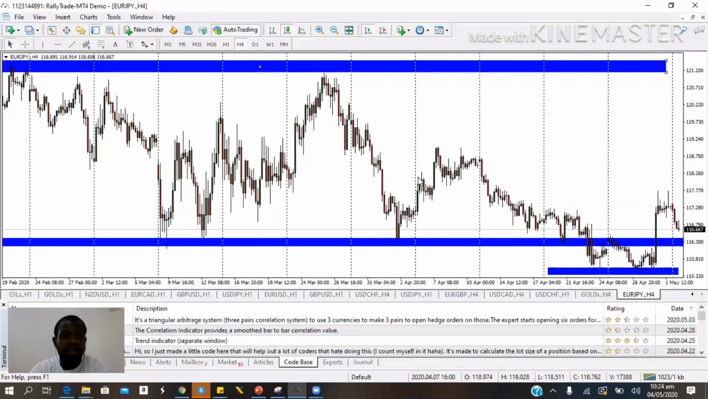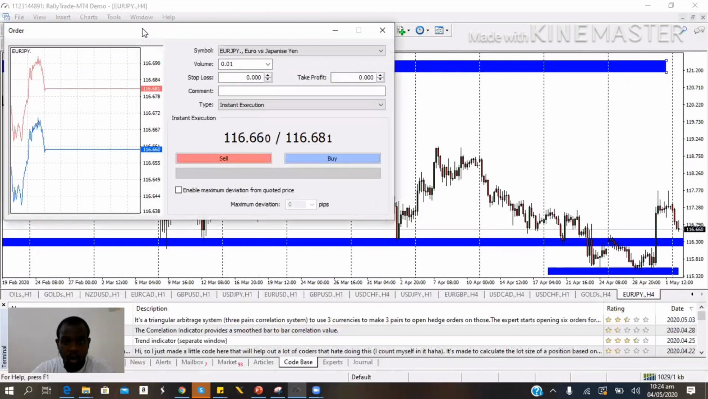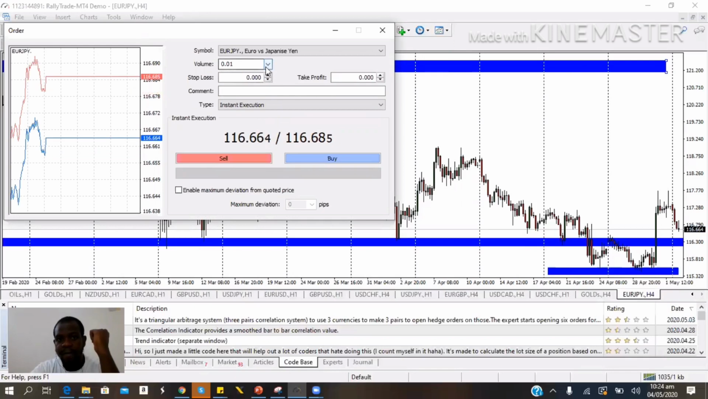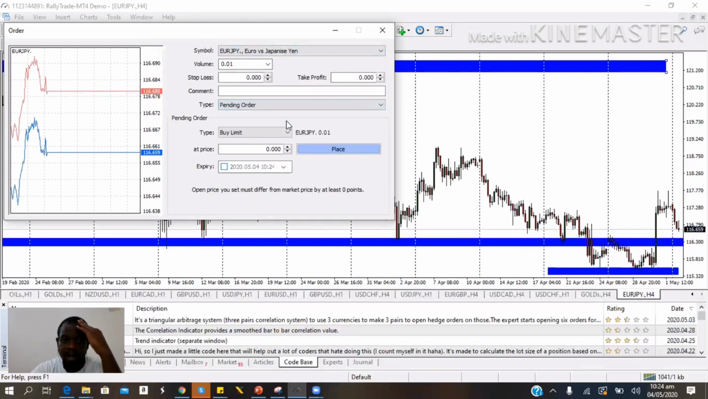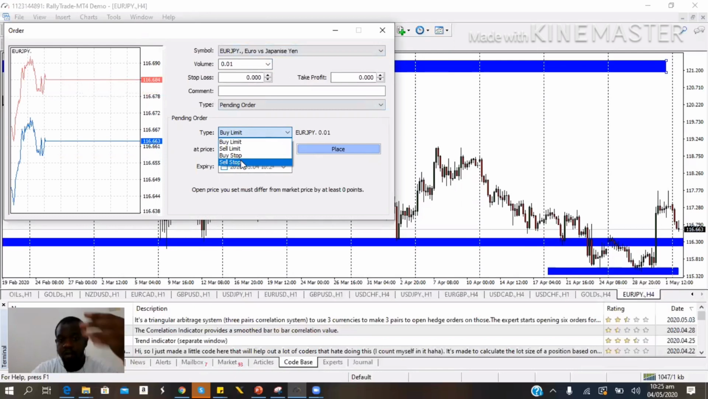So all I have to do is set a buy limit, waiting for price to come to that zone and pick my order up. So I go to new order on Euro against the Japanese yen, and I set my entry price, my take profit and my stop loss. If you want to set a pending order instead of instant execution, you click on pending order, and then you see what you want to choose. Now it's already on buy limit. You have buy limit, sell limit, buy stop, sell stop. If you don't understand this, go to the previous videos where I talked about pending orders.